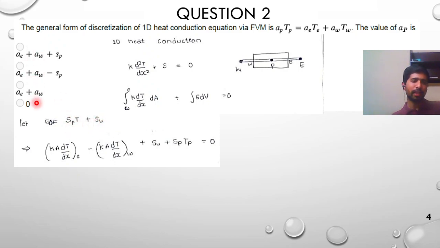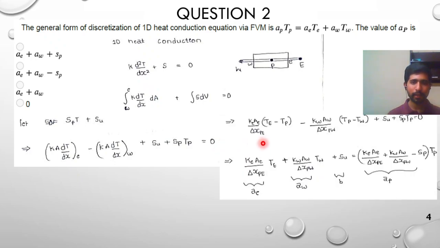Now if you see in all the options, they have not given anything about SU. So maybe SU can be 0. So just ignoring SU, let us see. But in general, I have written SU also here. So this whole equation turns out like this: Ka dT by dx at E minus Ka dT by dx at W plus Su plus SP TP is equal to 0. Let us see what happens next.